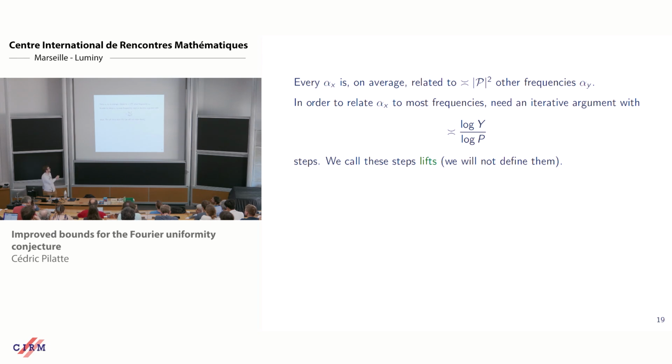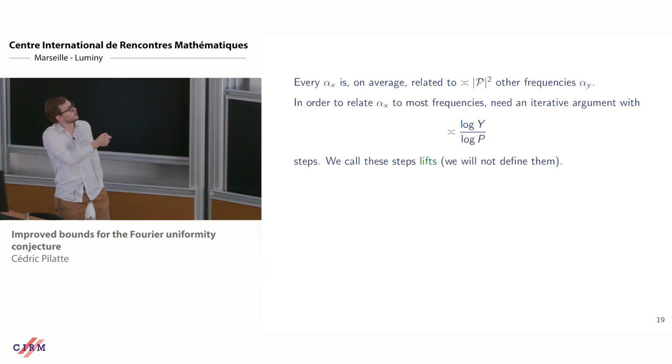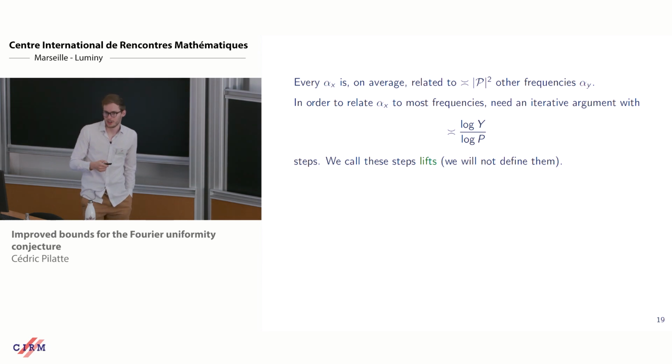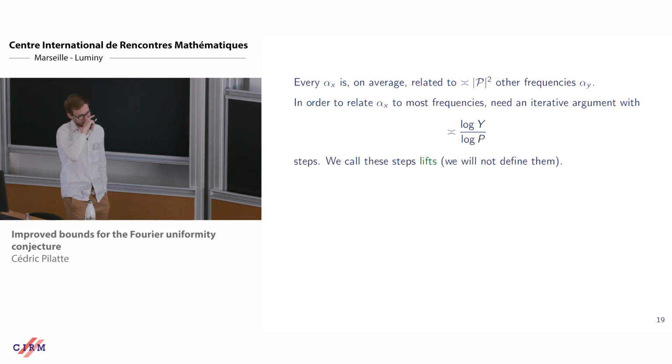And this means that the number of steps you will need in this iterative argument will be log y over log p, because y is the size of your set A, roughly speaking, and then log p squared is a constant times log p. And I will not tell you what these iterations are, because they are a little bit complicated, but they are called lifts. And I want to tell you how we can make sure that we can have so many lifts, because this is quite large.